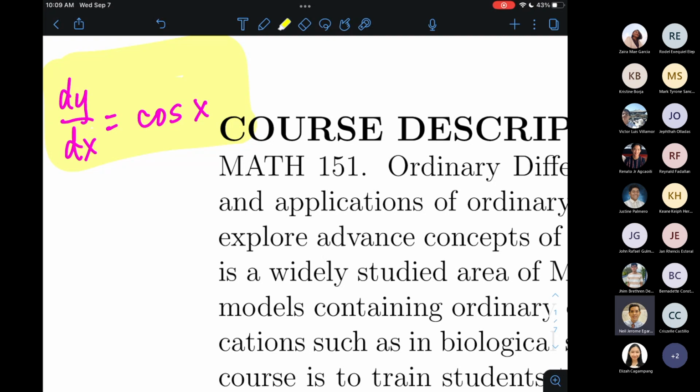This is called the separable differential equation kasi kaya nating i-separate yung mga may variable na y dun sa mga may variable na x. So, pero na-discuss nyo to sa Math 36 or 37, tama ba? I hope you did. Nakalimutan nyo lang, sana.